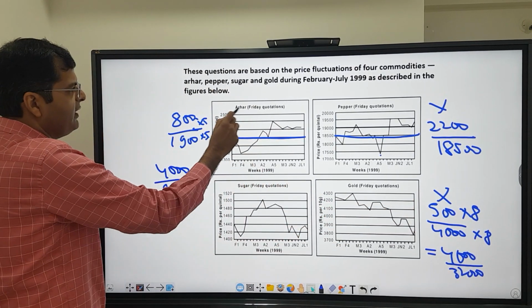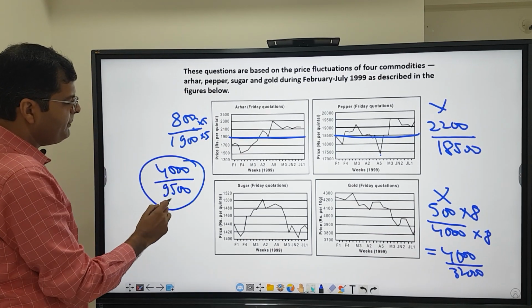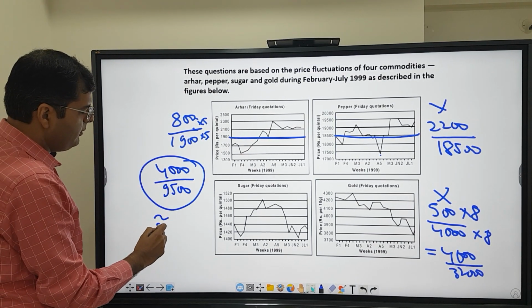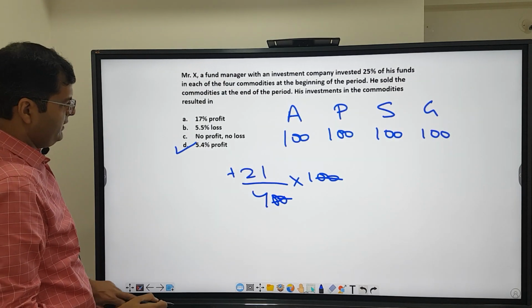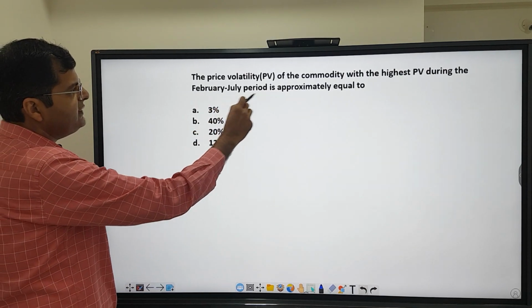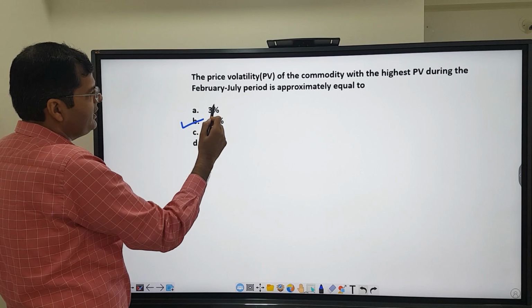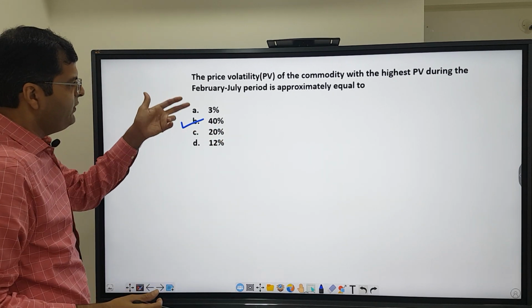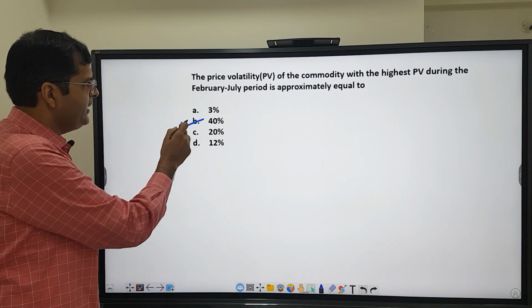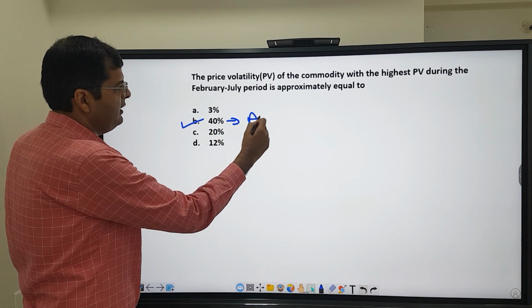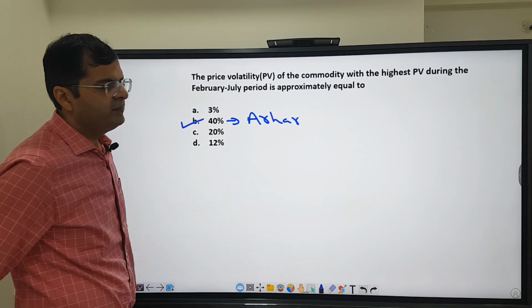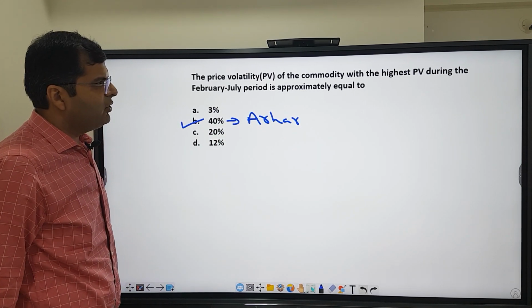So the highest one is of Arhar, which is 4,500 upon 9,500, so almost equal to 40% price volatility. Over here the answer is that it is approximately equal to 40%. The rest of the answers are very far away from 40%. So answer option B, 40%, is the highest and it is of Arhar. This is also what we have figured out. Alright, so that's all about this set.